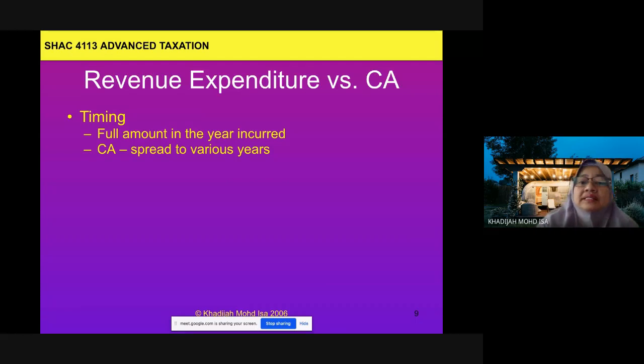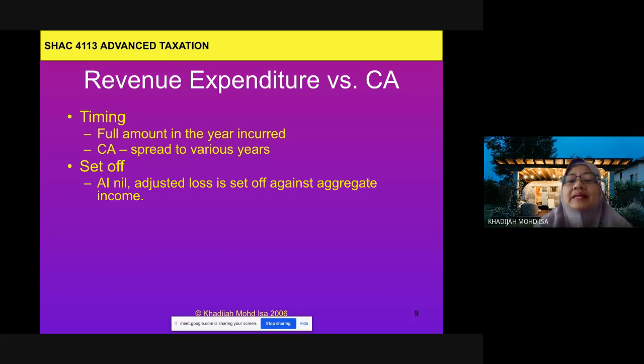The second one is the set off. For revenue expenditure, how do you set off? For example, we're talking about assets under replacement basis. Remember I talked about small value assets under replacement basis. All these are revenue expenditure. So if it's a revenue expenditure, you're going to use that expenditure in arriving at your adjusted income.